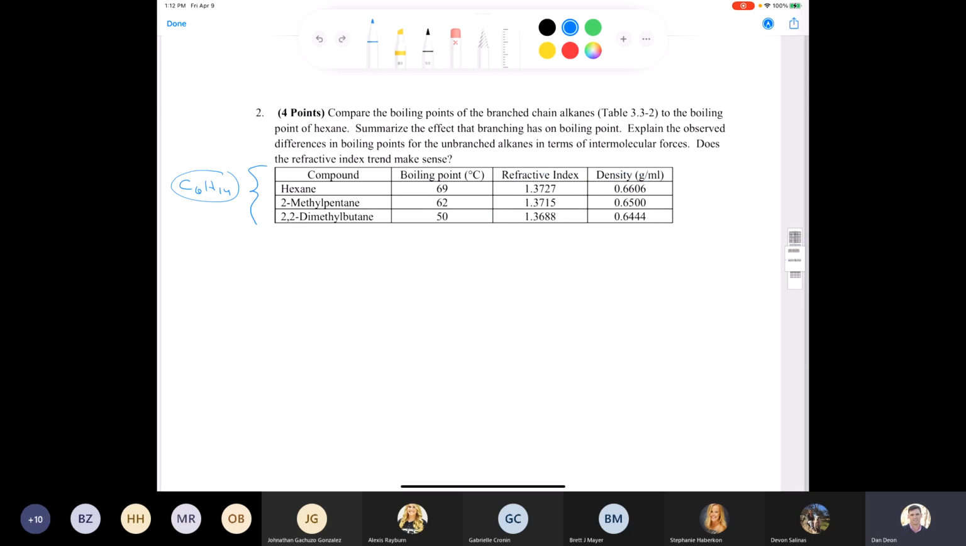What I want you to do is to compare the linear hydrocarbon with the 2 that are branched, and I want you to compare the branched compounds' boiling points to the boiling point of hexane. Summarize the effect that branching has on boiling point. And you can see that it definitely has an effect. I want you to explain the effect using the rationale of intermolecular forces for branched and unbranched alkanes. I also want you to explain how the refractive index trend makes sense, or rationalize the trend, I guess is what I should say.